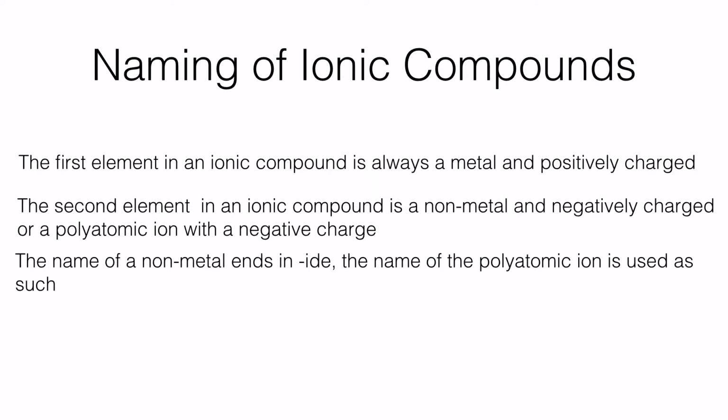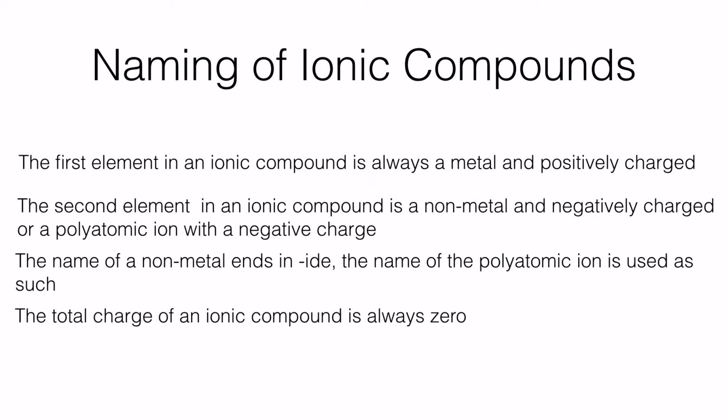It remains as such. The total charge of an ionic compound is always zero, which means when you combine the positive ions and the negative ions, the net charge or the total charge is zero. That is how you get the formula of an ionic compound.